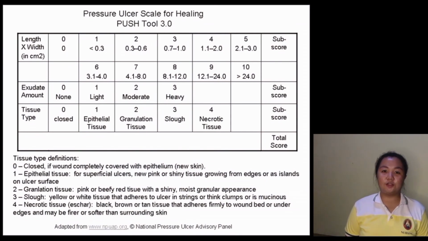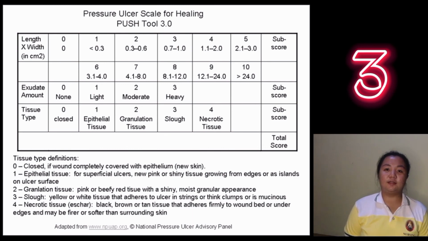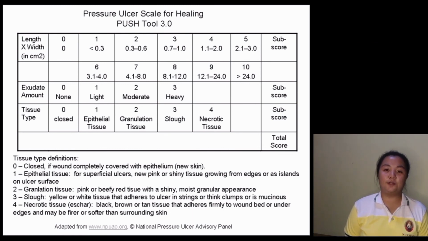If there's any necrotic tissue present, give it 4 on the scale. And 4 is known for eschar or necrotic tissue, which appears black, brown, or tan and adheres firmly to the wound bed or ulcer margins, and may be stiffer or softer than the surrounding skin. If there's any amount of slough present but no necrotic tissue, give it 3 on the scale. And 3 is slough, which appears as yellow or white tissue that adheres to the ulcer bed in strings or large clumps.